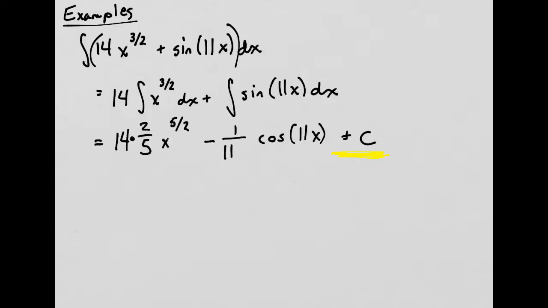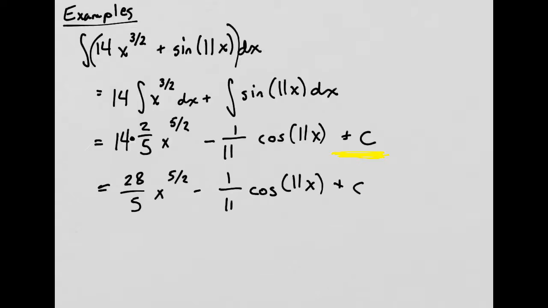But this simplifies down to, what would that be? 28/5 x to the 5 halves minus 1 over 11 cosine of 11x plus c. Okay, so that is how you would take an antiderivative of something with a power and sine or cosine of a number x. So let's do another one.